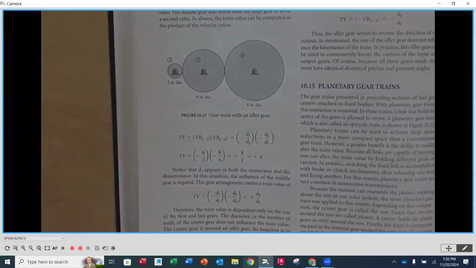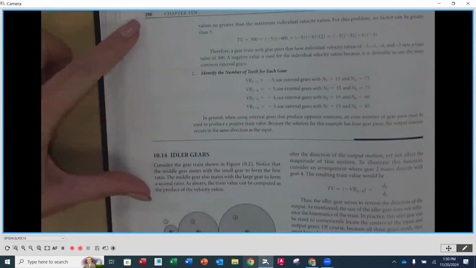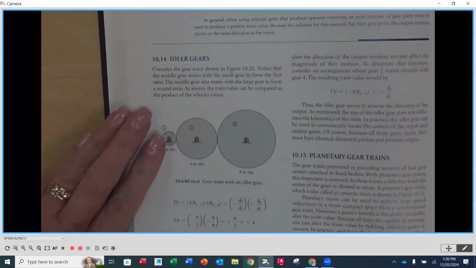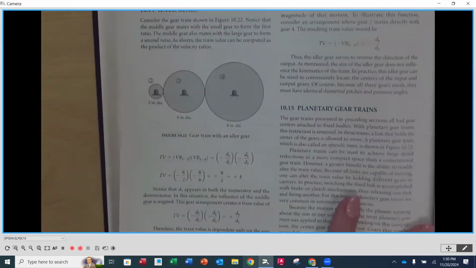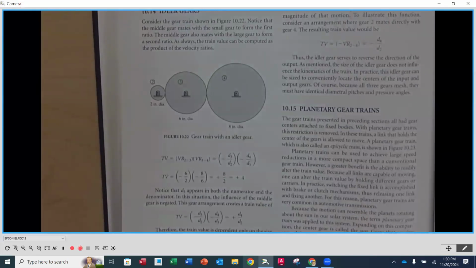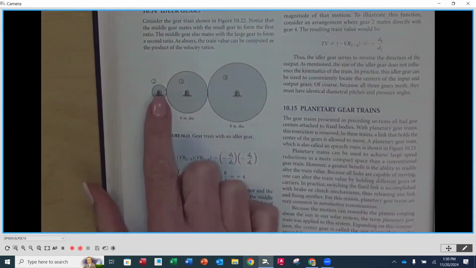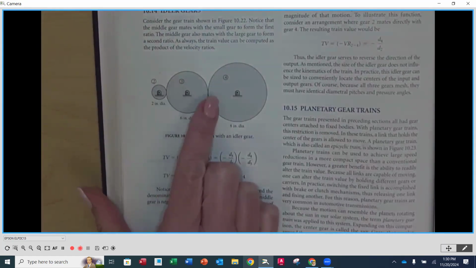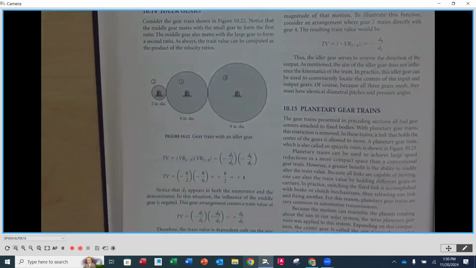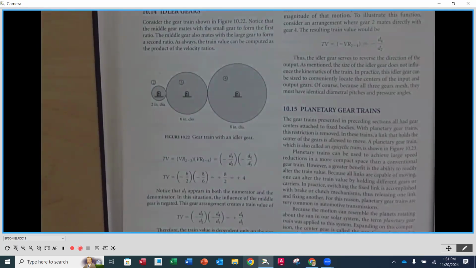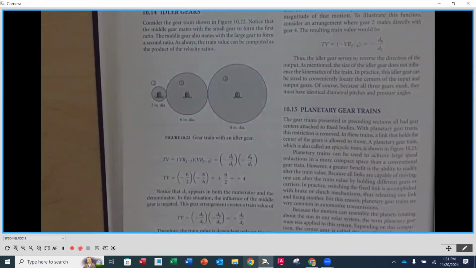So if I go back underneath, and I am on page 290, and right here, section 1014, idler gears. The idler gear in this arrangement is number 3, okay? You'll notice that it meshes on both sides with the input and with the output. We don't have an overlapping here, okay? The only purpose of gear number 3 is to change the direction so that from the input to the output, it's in a direction that's desirable.